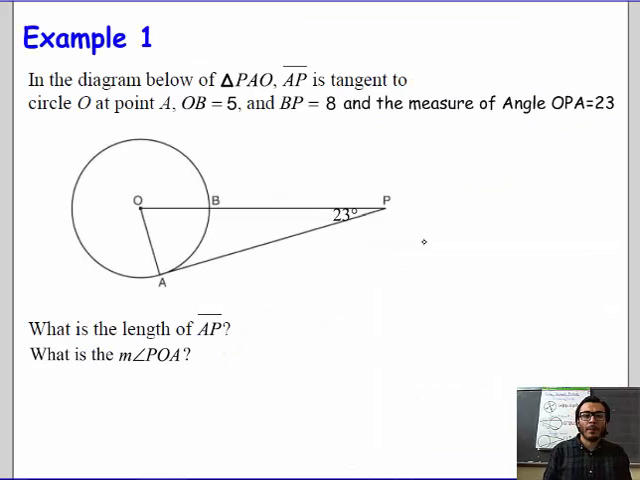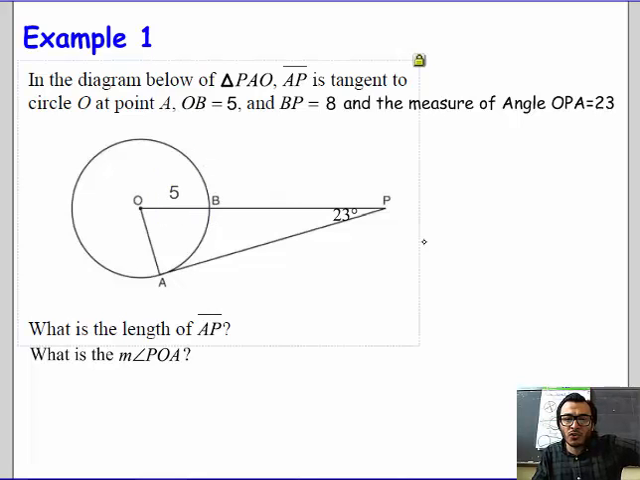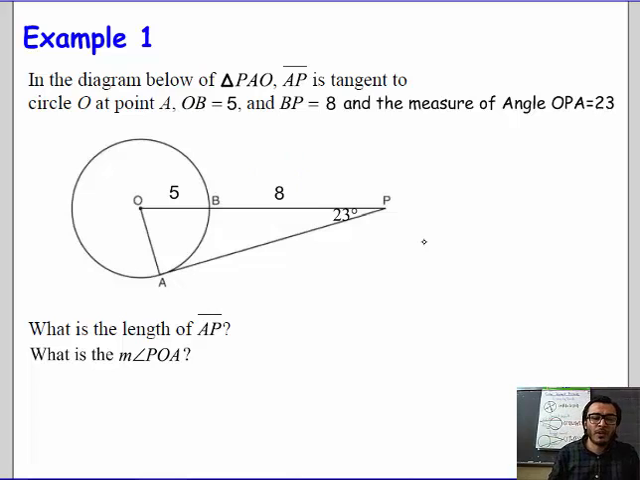All right, let's do a problem that requires that we use this theorem. Here's our example 1, and we're going to have to use the theorem we just looked at. In the diagram below of triangle PAO, AP is tangent to circle O at point A. OB is equal to 5. So let's make that 5. BP is equal to 8, and the measure of angle OPA is equal to 23. What is the length of AP? What is the measure of angle POA?